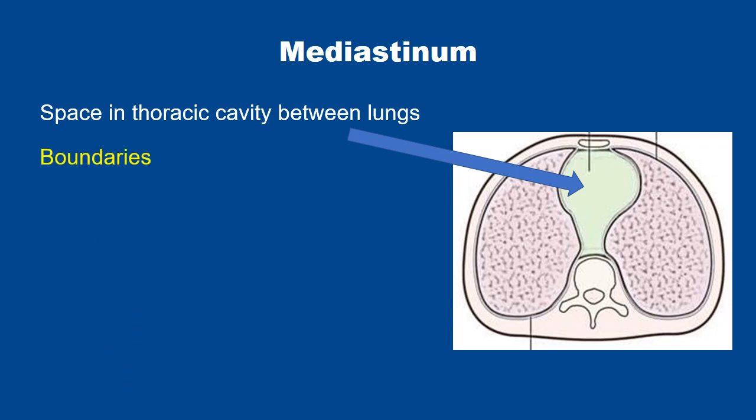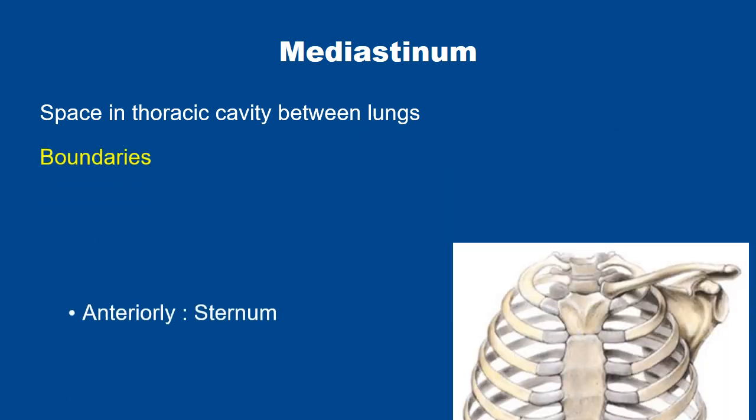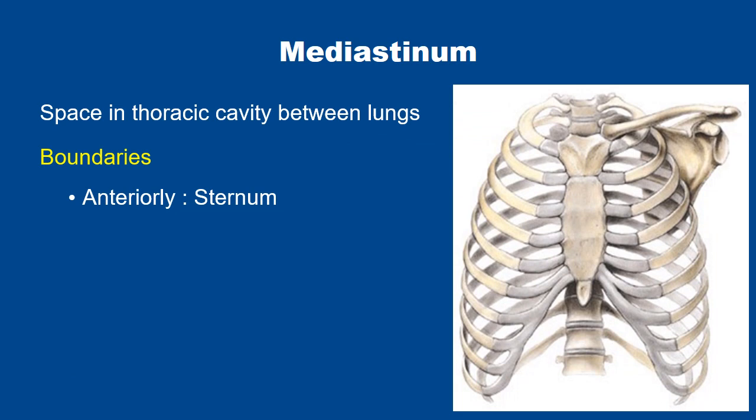Now the boundaries of the mediastinum. First, the anterior boundary of the mediastinum is formed by the sternum. Here we can see this is the sternum. In this picture, which is a schematic picture of the thoracic cage, most anteriorly we can see this is the sternum bone which forms the anterior boundary of the mediastinum.